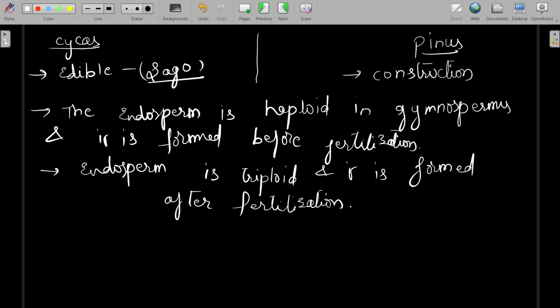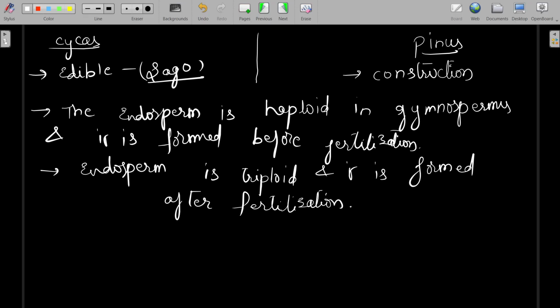You have already seen the endosperm in angiosperms. It is triploid because at the time of fertilization, one male gamete fuses with the secondary nucleus, that is, the polar nuclei. The polar nuclei, which has two nuclei, and the male gamete, which has a single nucleus, together form the triploid endosperm. So it is formed after fertilization. But in gymnosperms, endosperm is haploid and it is formed before fertilization. That is the difference between the endosperms of gymnosperms and angiosperms.